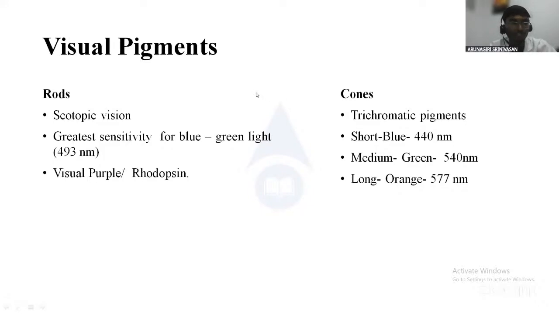Visual pigments. Rods help with scotopic vision, with greatest sensitivity for blue-green light. Visual purple is also called rhodopsin. Cones have trichromatic pigments: short, blue, 440 nanometers; medium, green, 540 nanometers; and long, orange, 577 nanometers.